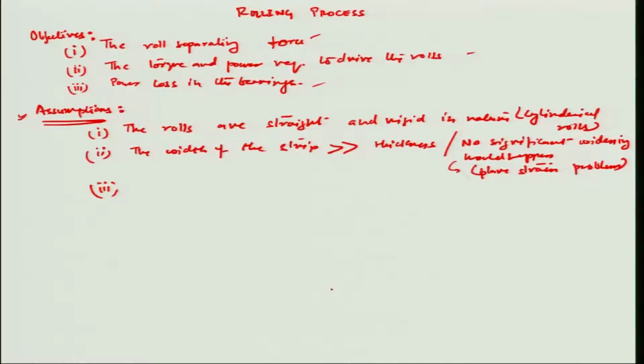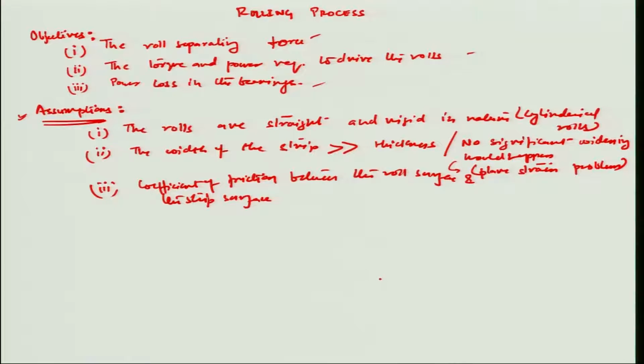Further, it is important to assume the coefficient of friction to be low. Although friction would depend on the temperature to some extent, in this case we assume it to be constant. So we assume the coefficient of friction mu between the roll surface and the strip surface to be low and constant.